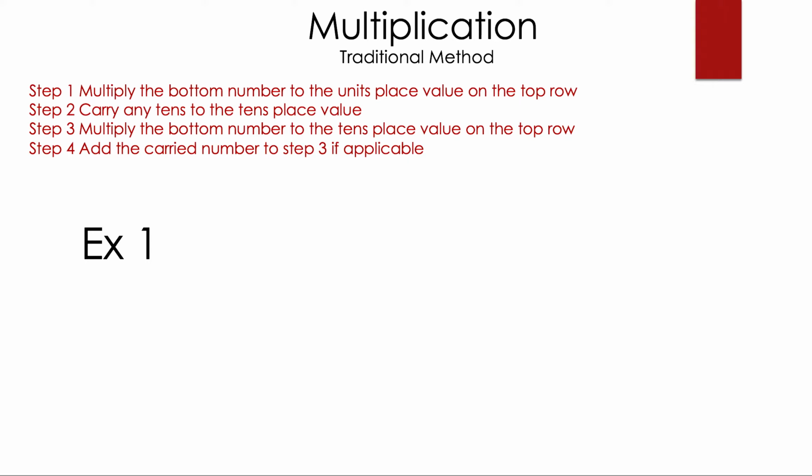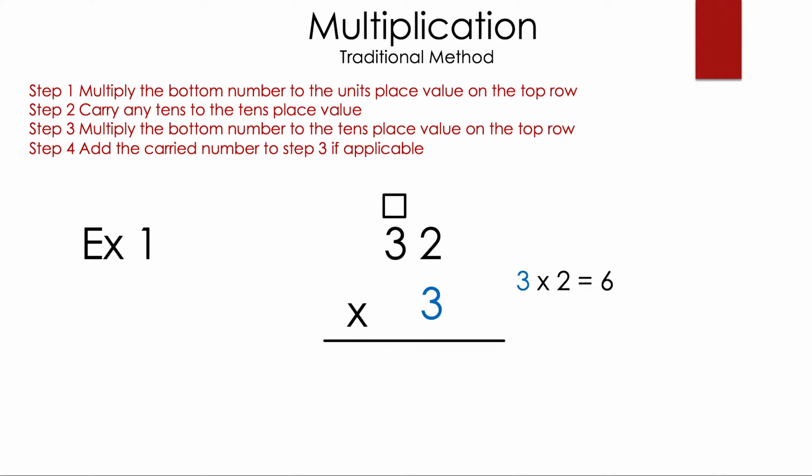So let's go ahead and get started with example 1, 32 times 3. We're going to highlight 3 because that's the number we're going to multiply each one to. And we're going to multiply to the units place value, which is 2. And so 3 times 2 is 6. We're going to bring it down, and you have 6.